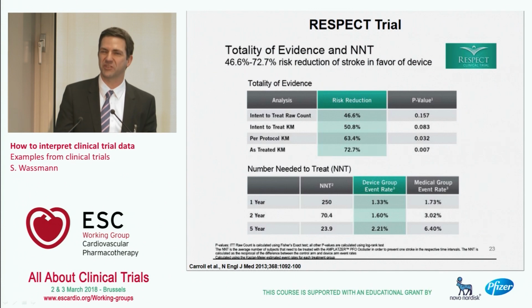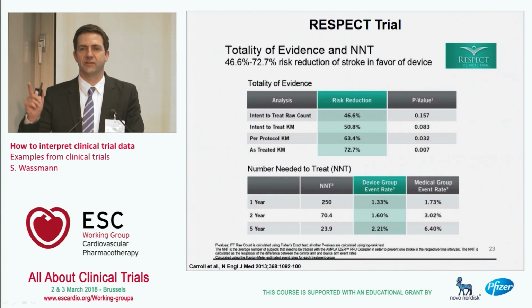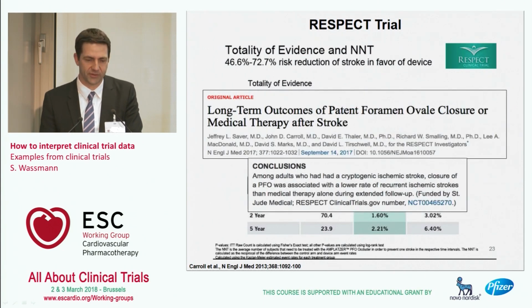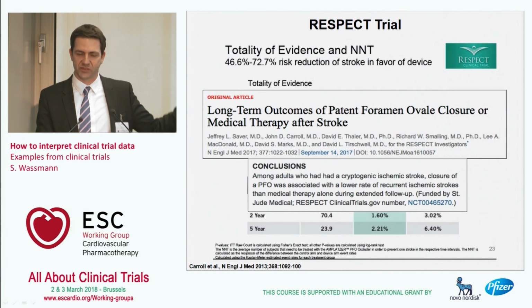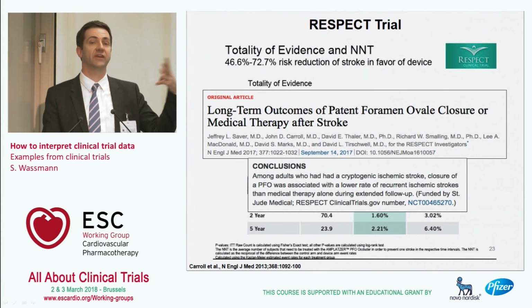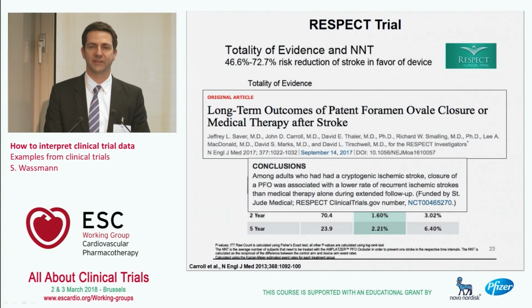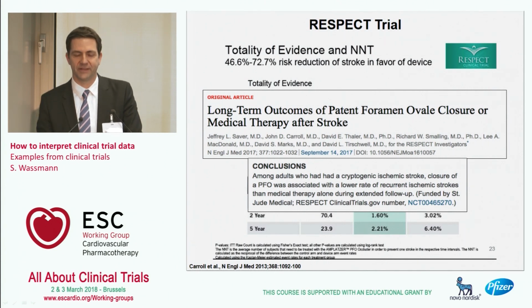So, but the interpretation was quite clear, technically. Of course, you have to say, neutral trial, there's no benefit, intention to treat. Okay, now we know that even after longer follow-up of these patients, there was a highly significant benefit. And this was just published last year in the New England Journal, together with 2 other trials, showing that there is a benefit, at least in certain patients with PFO closure.